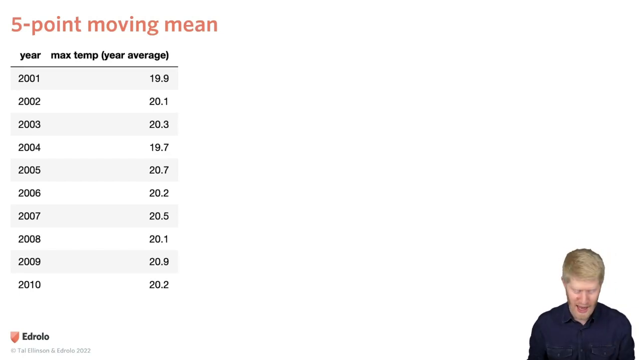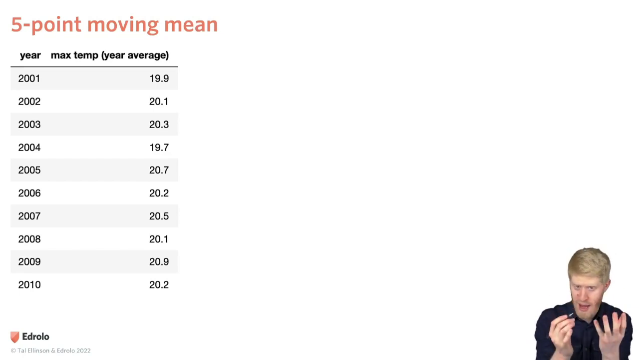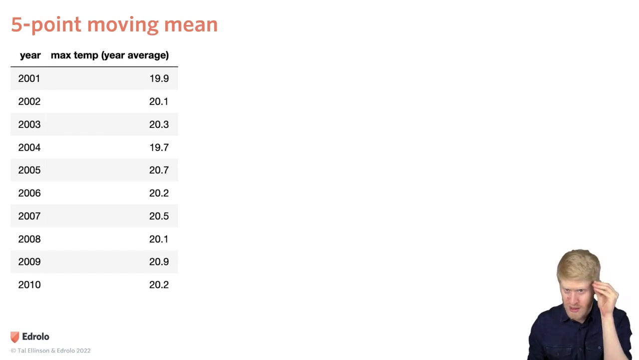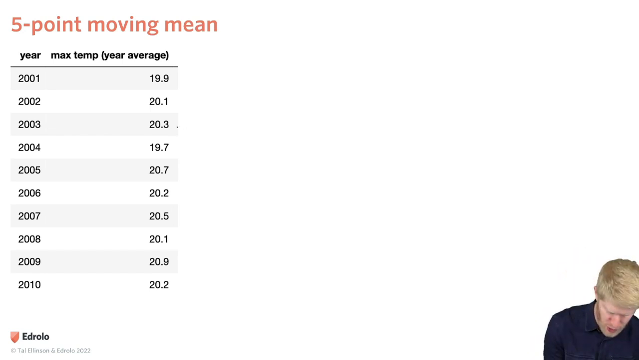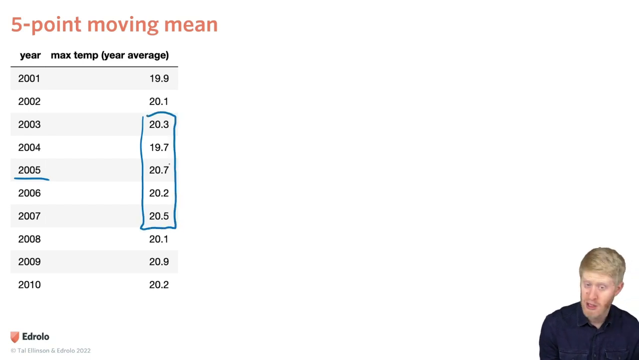Well, just like the name indicates, we would take the 5 neighboring points, and the point we want would still be right there in the middle. Let's say we want to do the 5-point smoothing mean for 2005. So I need 5 surrounding points, and because 5 is an odd number, just like 3 was an odd number, it means that the point we're replacing is going to be part of our calculations. So how do we do this?